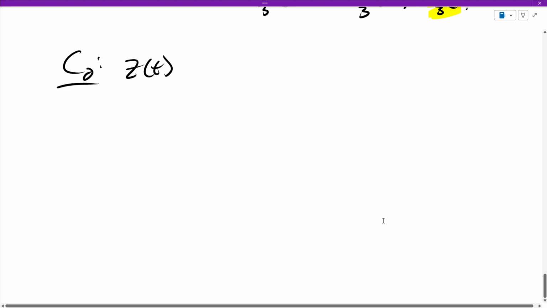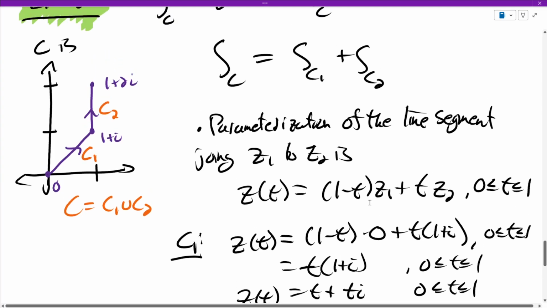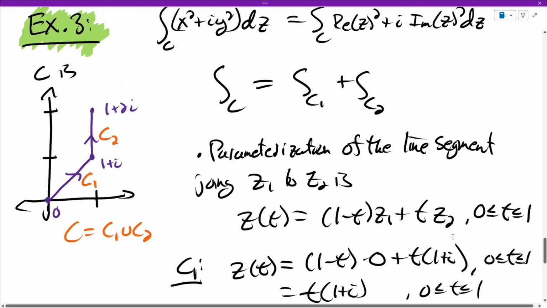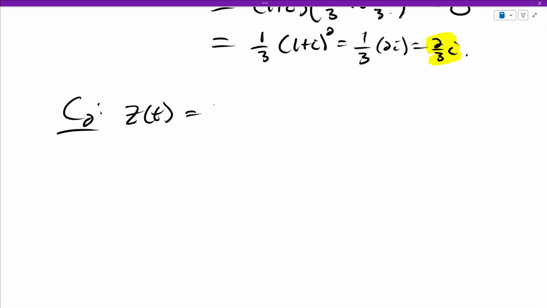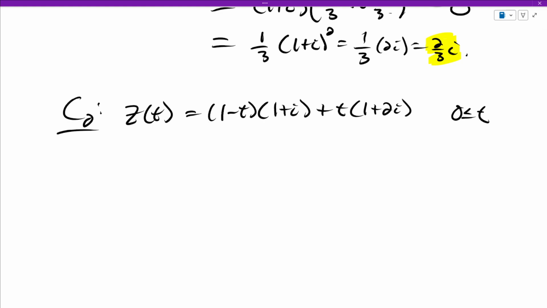All right, let's go back up and remind ourselves the parameterization. So 1 minus t start point plus t end point. Our start point's 1 plus I, our end point's 1 plus 2I. 1 minus t start point plus t end point. And that's on the interval from 0 to 1.